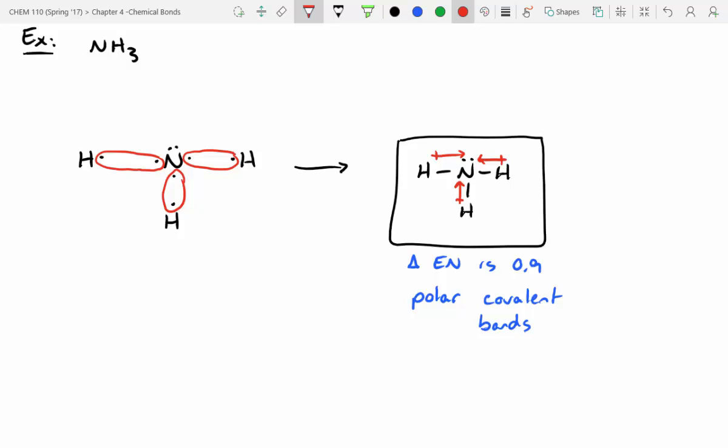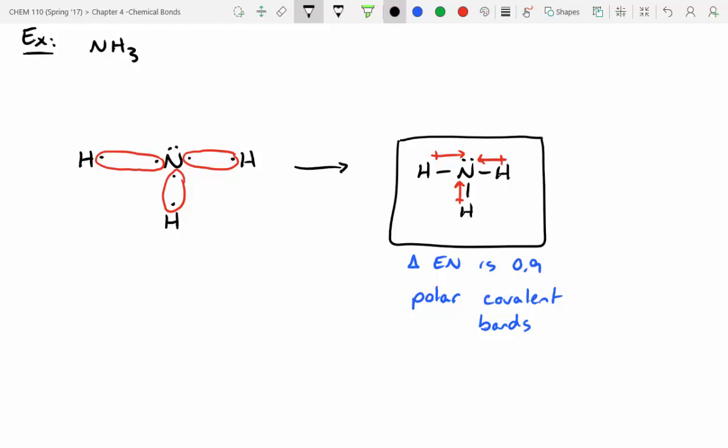Can you say it again, how do you know which way to point the arrow? Yeah, the arrow always points towards the more electronegative atom. In this case, nitrogen is more electronegative than hydrogen, so all 3 of these arrows are going to be pointed towards the nitrogen. It's hogging electron density away from those hydrogens.